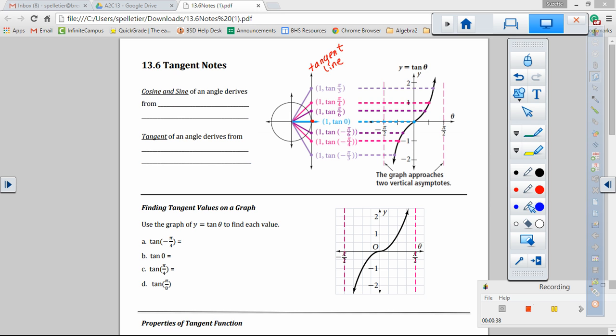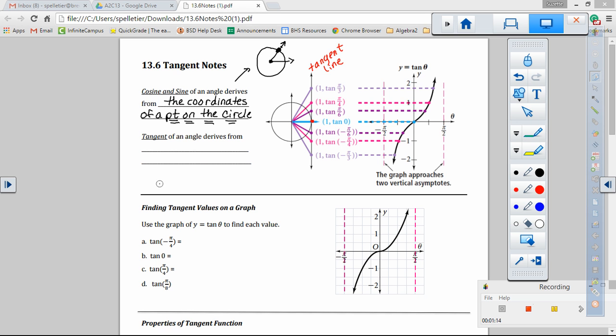So let's just talk about this definition over here for a minute. Cosine and sine of an angle derives from the coordinate of a point on the circle. Right? A point on the circle. So when we were talking about sines and cosines, we were always talking about this point on the circle.